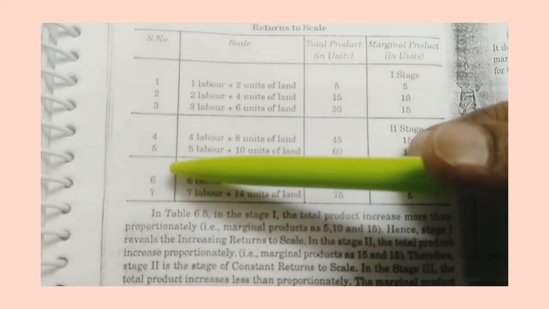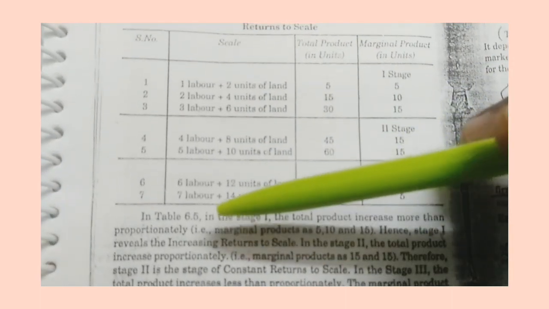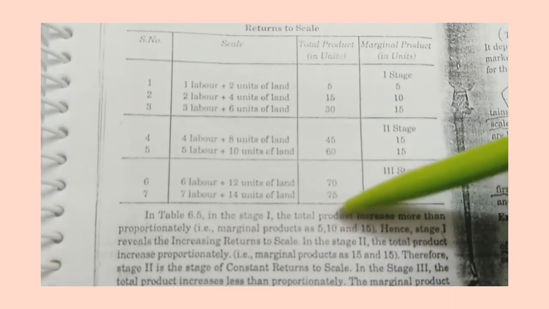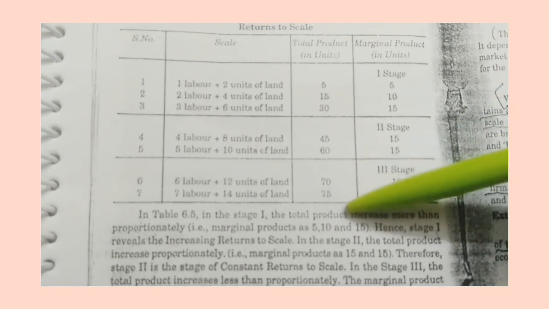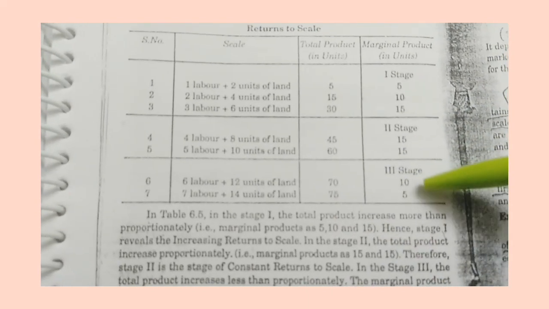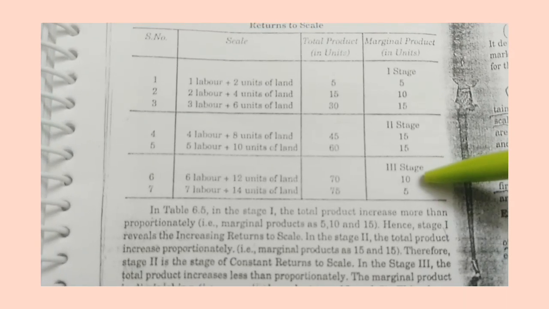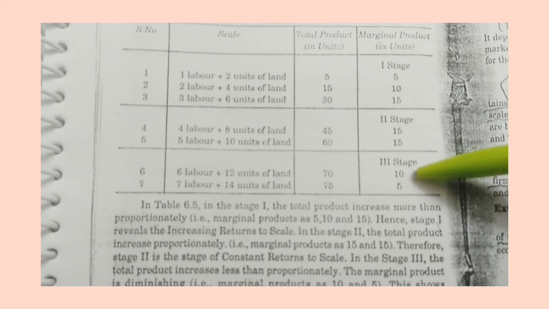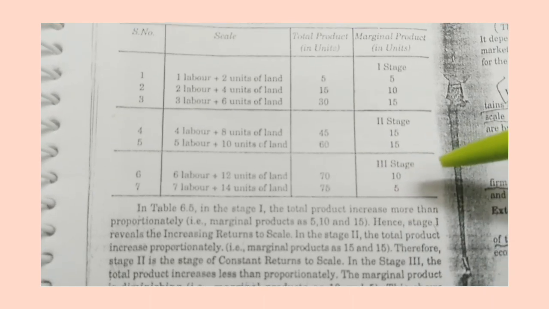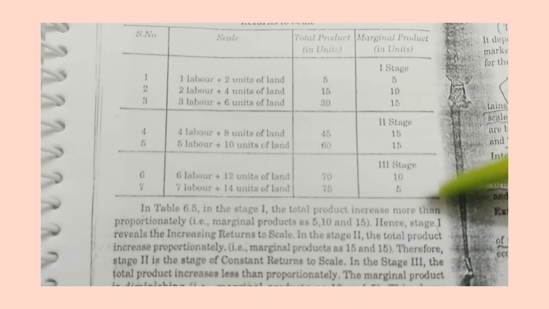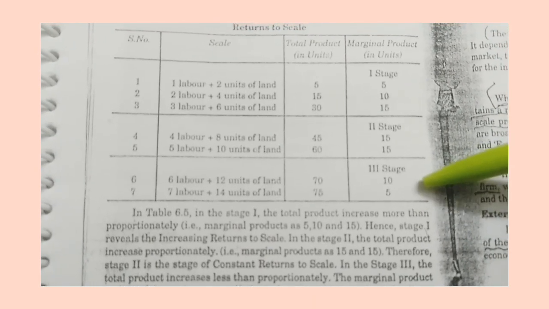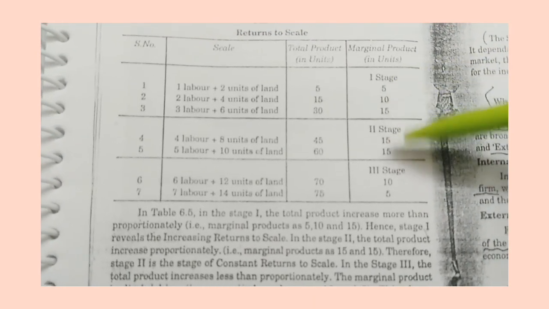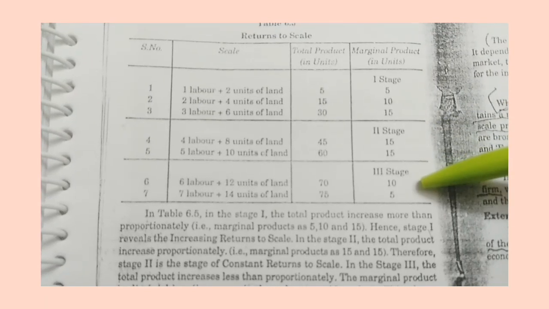The third stage, the combination 6 and 7. So 6 labor plus 12 units of land, 7 labor and 14 units of land. We get 70, 75. So here also the total product is increasing, but look here, the marginal product is 10 and 5. So this marginal product is decreasing. So here decreasing return. So the law of returns to scale is explained by 3 stages: increasing, constant, and decreasing.